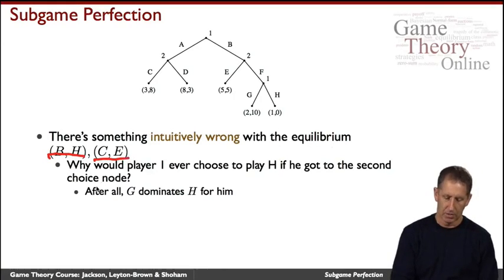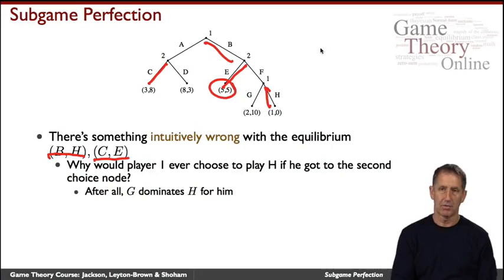BH, CE. What is BH? Player 1 goes down here and down here, whereas player 2 goes down here and down here. Under this strategy profile, of course, the outcome of the game is this one, and the payoff to both players is 5. Let's first convince ourselves that this is indeed a Nash equilibrium.